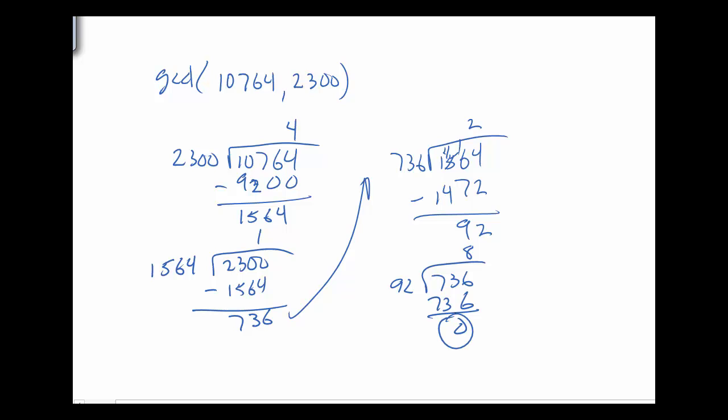Okay, so that was my goal, was to get a remainder of 0. And so what was the last number I divided in? The last number I divided in was 92. So that's my GCD. So the GCD of 10,764 and 2,300 happens to be 92. It's the biggest number that goes into both of them.